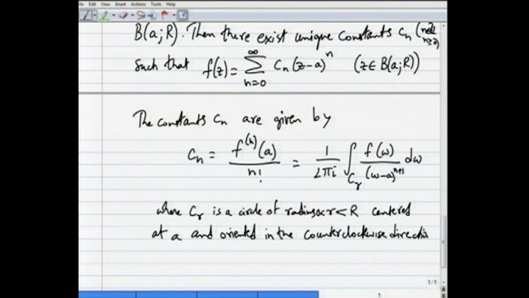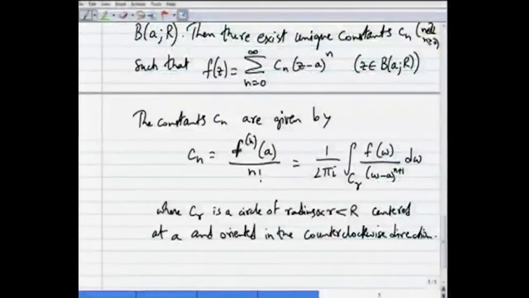That is the positive direction, recall. So, firstly note that by the theorems we have noted earlier, we know that every analytic function is differentiable any number of times. So, the nth derivative of an analytic function f exists in its domain of analyticity. So, this expression here, f^(n), the nth derivative of f at the point A, is valid. It makes sense.